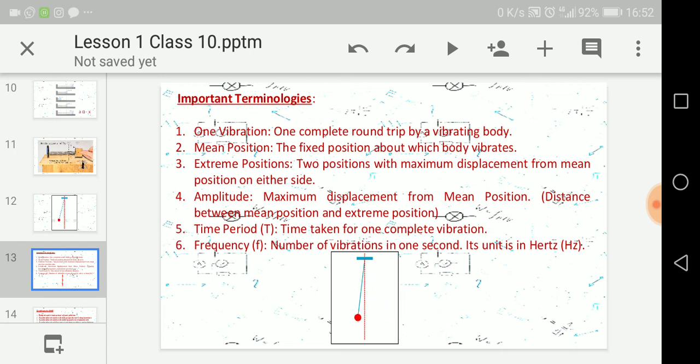There are some important terminologies that you have to remember. One vibration is one complete round trip of a vibrating body. So if we notice the simple pendulum in the figure and we start noticing it now, it starts to vibrate and now it completes one vibration. So this one complete round trip is one vibration.